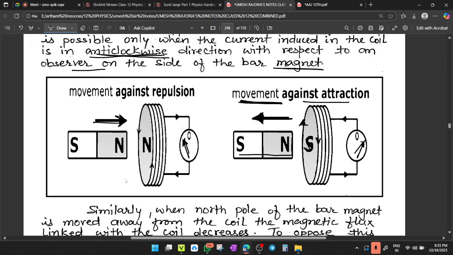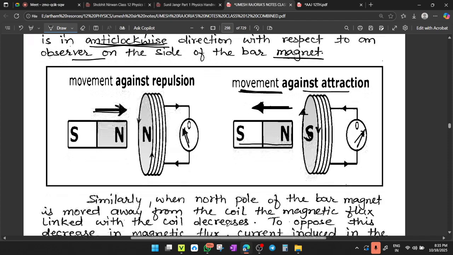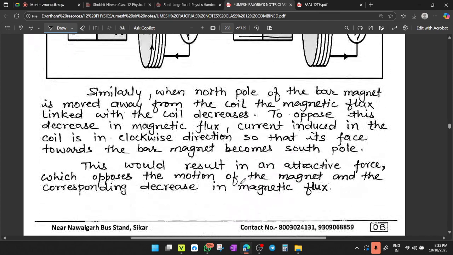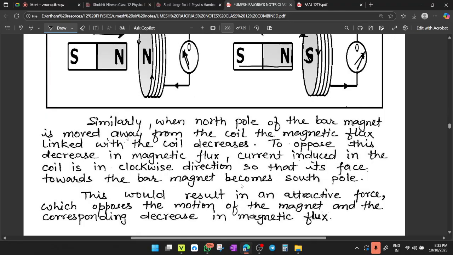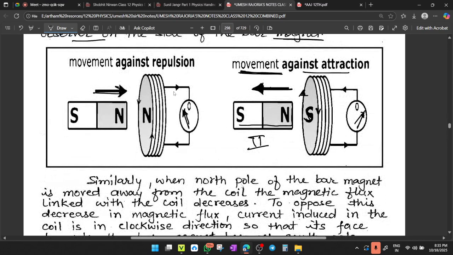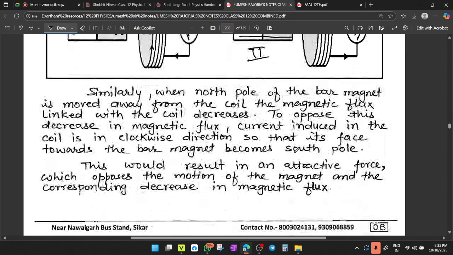will be reversed here. Okay, so similarly, when the north pole of the bar magnet is moved away, yes, we are talking about the second case, away from the coil, the magnetic flux linked with the coil decreases. We have seen when the coil is getting away from the magnet, the number of flux lines will be lesser and the flux decreases. To oppose this decrease in magnetic flux, the current induced in the coil is in the clockwise direction.